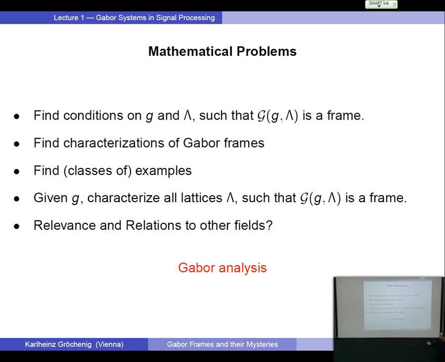Today I will give you some characterizations of Gabor frames that give us some tests. How do we check that a Gabor system is a frame? Starting tomorrow, we look at examples, how to construct and what might be obstructions to the frame property. Okay, relevance and relations, I have indicated some of that in the lecture on Monday. There are many more relations to other fields, quantum mechanics, complex analysis, harmonic analysis, and so on. I've not touched this again.